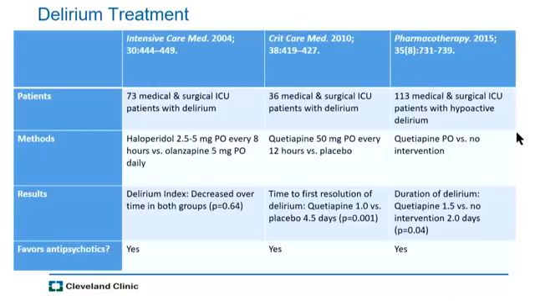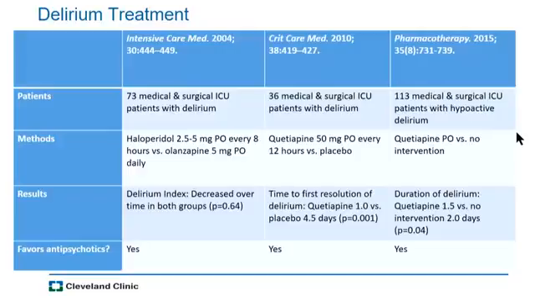There are 3 studies that I want to highlight. The first study was actually published by Dr. Skrobik and colleagues in 2004, and they looked at patients who received either haloperidol or olanzapine in a medical surgical ICU patient population who had delirium. They found that actually the delirium index decreased over time for both groups, both for haloperidol and for olanzapine, but they did find a more favorable side effect profile for patients who received olanzapine compared to haloperidol.